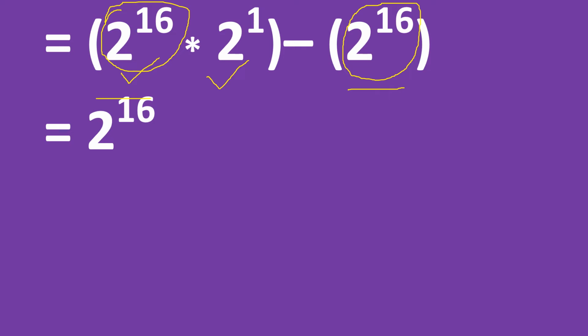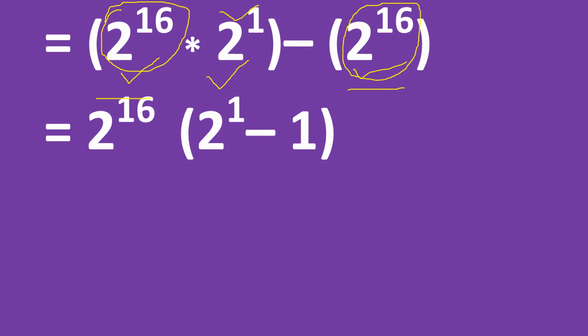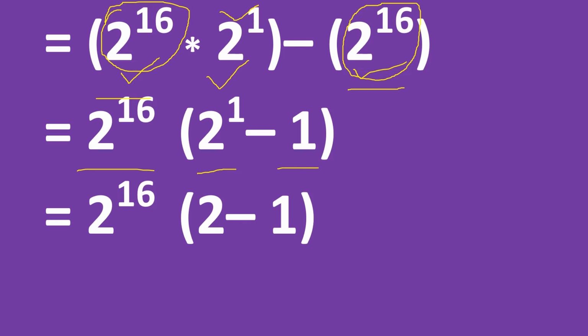And when we bring it out, we are left with 2 raised to the power of 1, which is this, minus 1. By the time you take 2 raised to the power of 16 out of here, you are left with 1, because you're dividing through. So when we simplify that, you have your 2 raised to the power of 16, you have your 2 raised to the power of 1, and then minus 1. When we simplify this further, we have 2 raised to the power of 16.